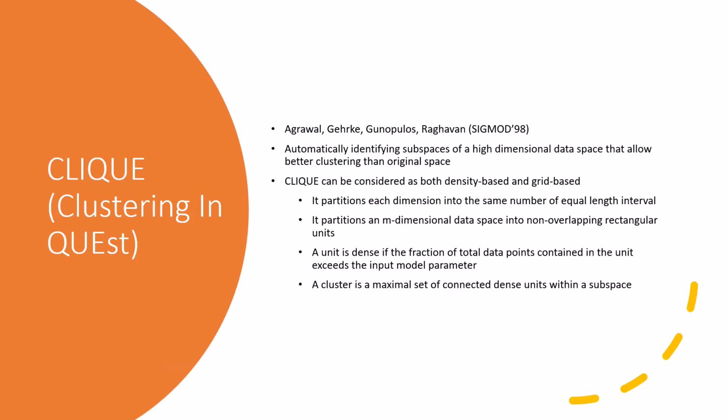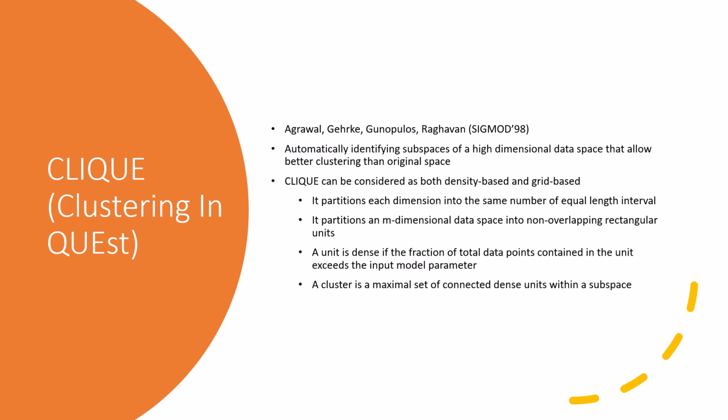The next one is CLIQUE, an a priori like subspace clustering method. CLIQUE is a clustering method that automatically identifies subspaces of a high dimensional data space that allow better clustering than the original space. CLIQUE is a simple grid-based method for finding density-based clusters in subspaces.